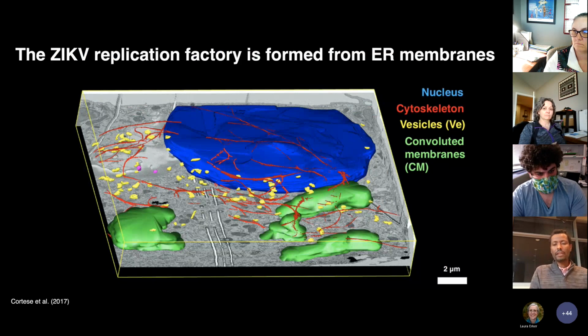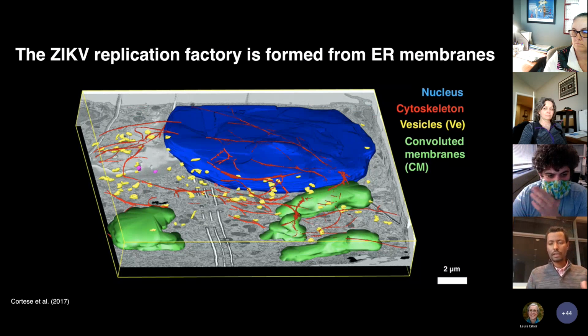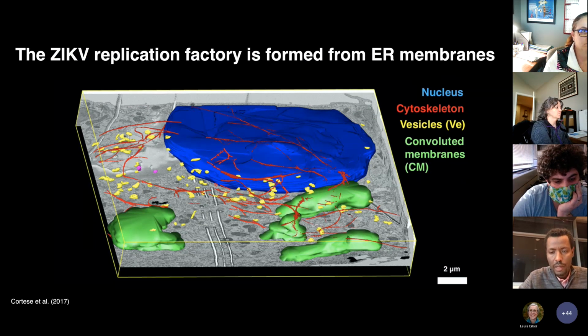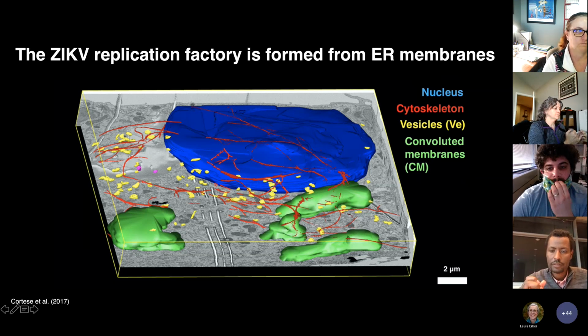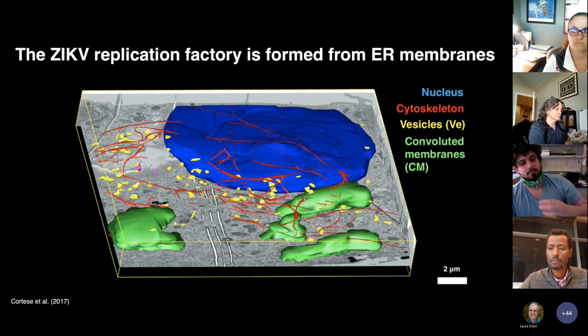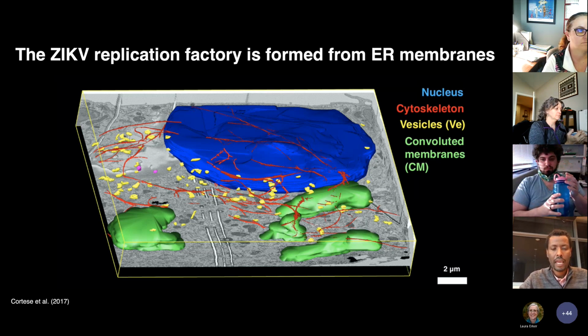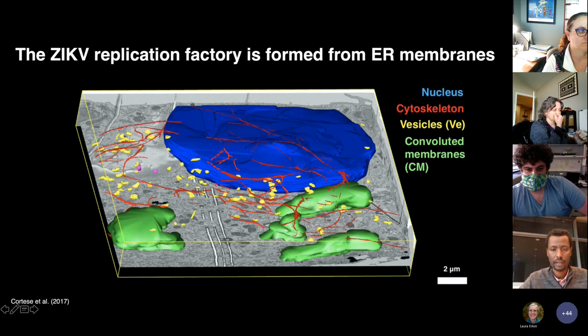This is mainly just to give you a little bit about the replication complexes that are formed within the endoplasmic reticulum. Once the virus gets in, it actually remodels the endoplasmic reticulum, and it forms this structure called convoluted membranes that bud from the endoplasmic reticulum. And these convoluted membranes are mainly driven by the non-structural proteins. And one of the non-structural proteins that is really involved in this is NS4B.